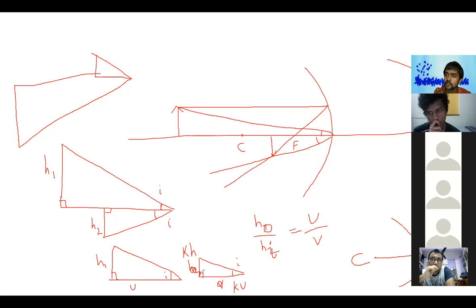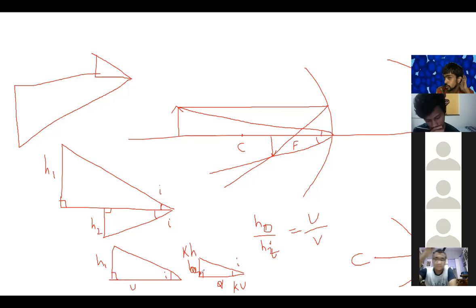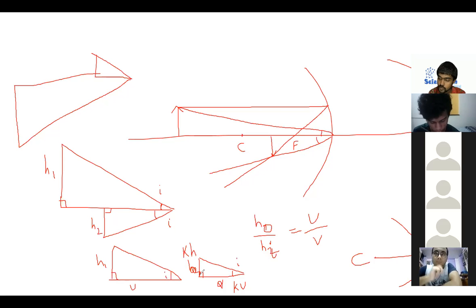Then we also exploited the corresponding angles property. How did we exploit it? This is I, this is 90 minus I. Isosceles triangle. What did we prove through that? The midpoint. When we proved that it is a midpoint, what did we prove? AX is equal to PX. Correct. That the focus is half of the radius, because the focus is the midpoint joining the pole and the center of curvature, as we call it.